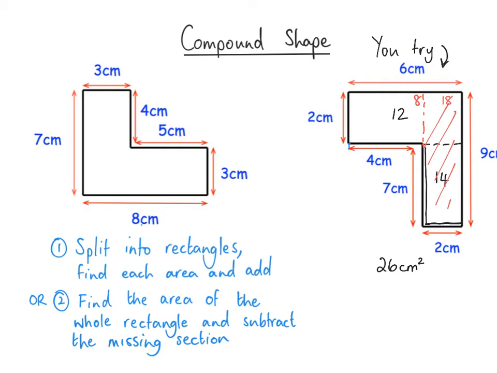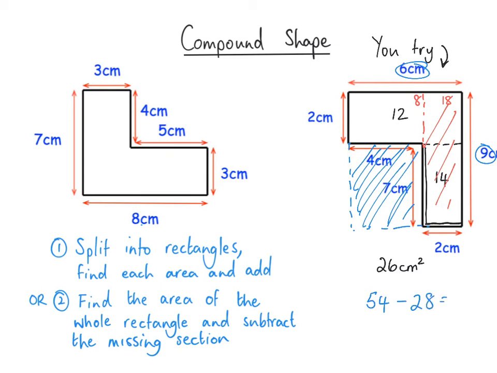Or you could have made it into one big rectangle like that, which would have been 6 times 9, which is 54 centimetres, and then subtract the area of this one here. That would be 54. The area of this bit here would be 28. And when you do that, you would have got 26 centimetres squared. Any method that you used should have got 26 centimetres squared.